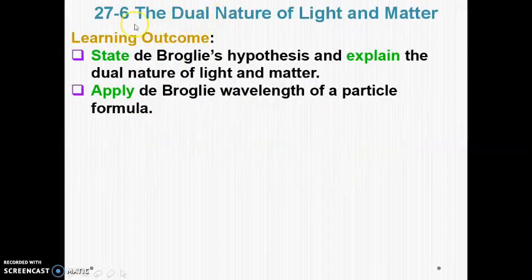Okay, so next we go into 27.6, the dual nature of light and matter. At the end of the lesson, the student should be able to state the de Broglie hypothesis and explain the dual nature of light and matter. Number 2, apply the de Broglie wavelength formula to a particle.